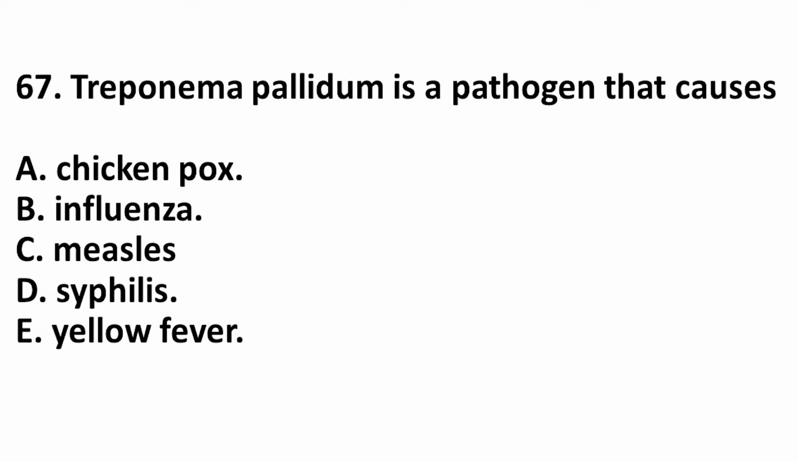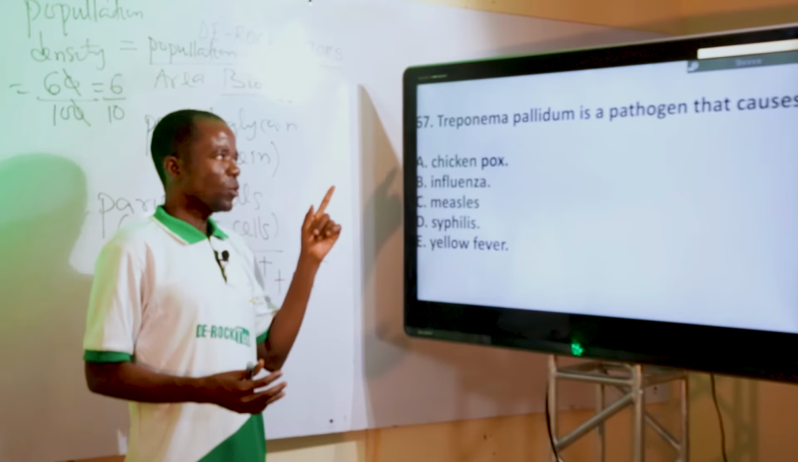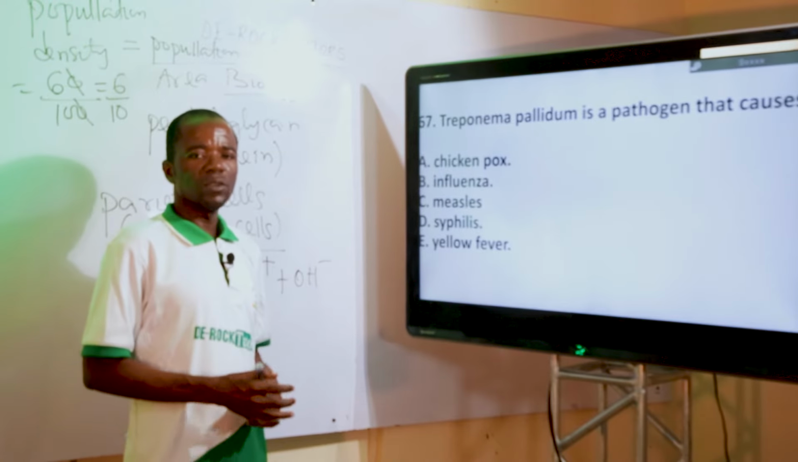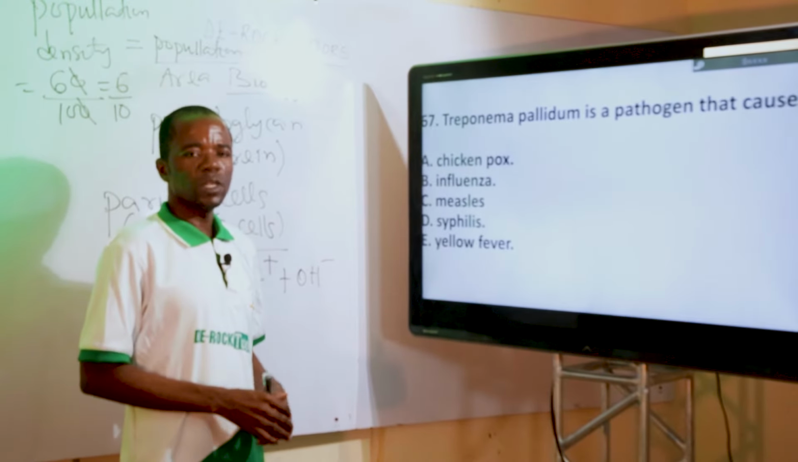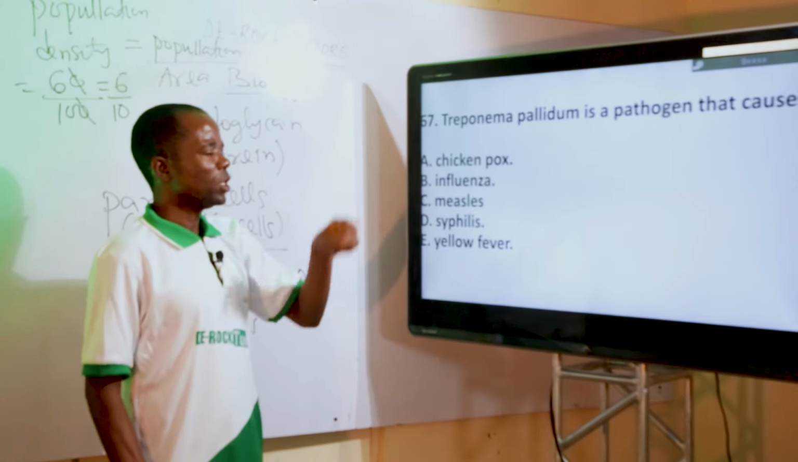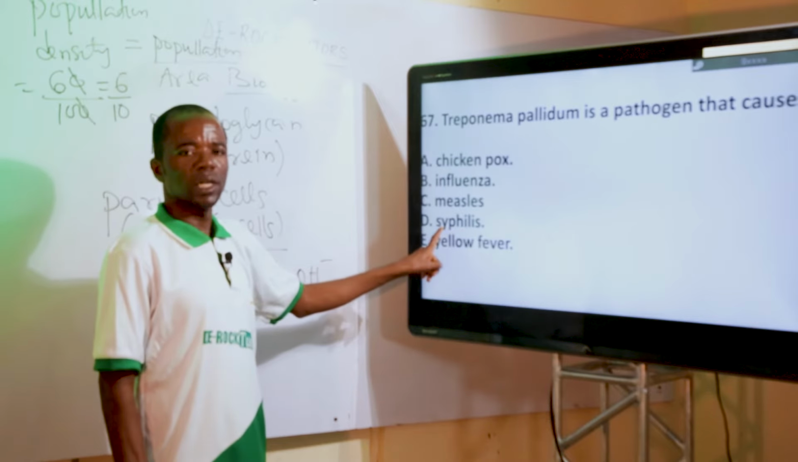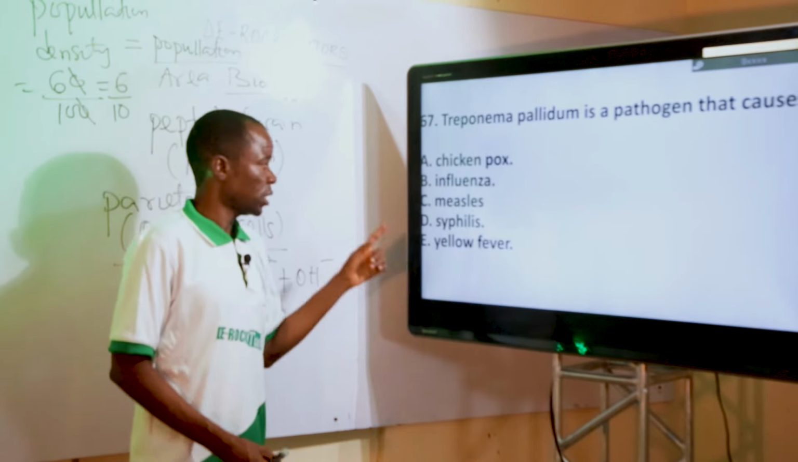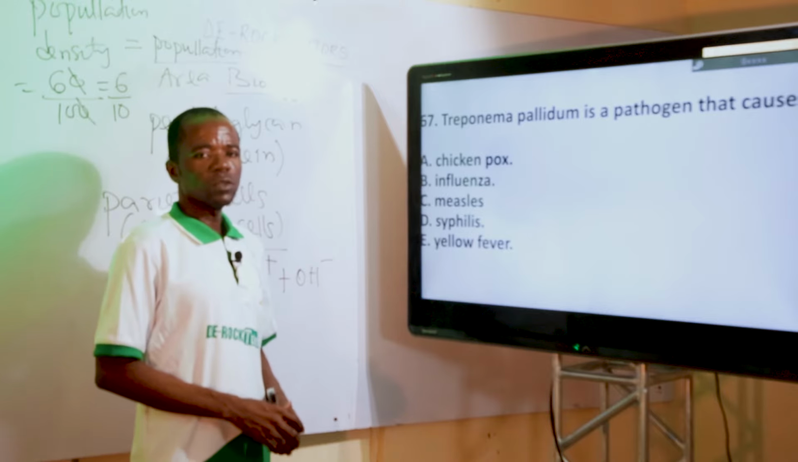So let's go to number 67. Treponema pallidum is a pathogen that causes that. We know Treponema pallidum is a bacterium that is responsible for syphilis. So Treponema pallidum is a pathogen that causes a venereal disease called syphilis. That's option D. Let's go to number 68.